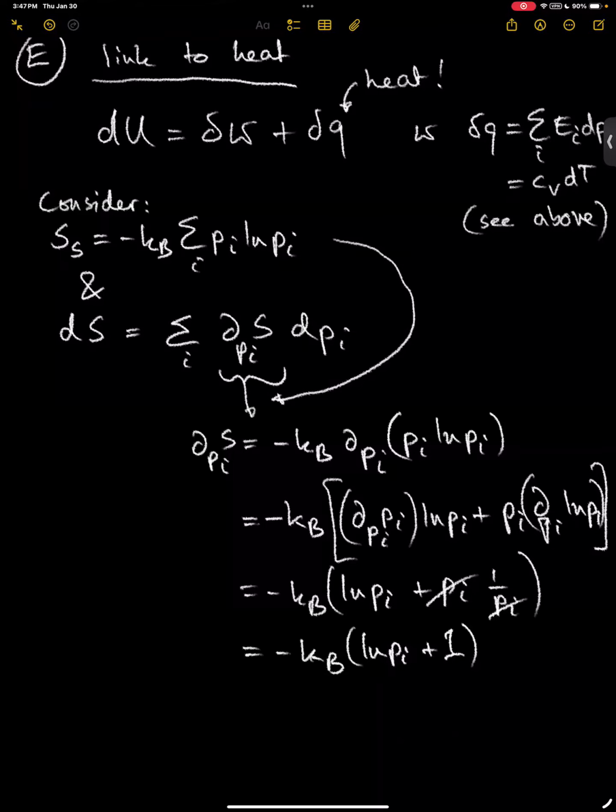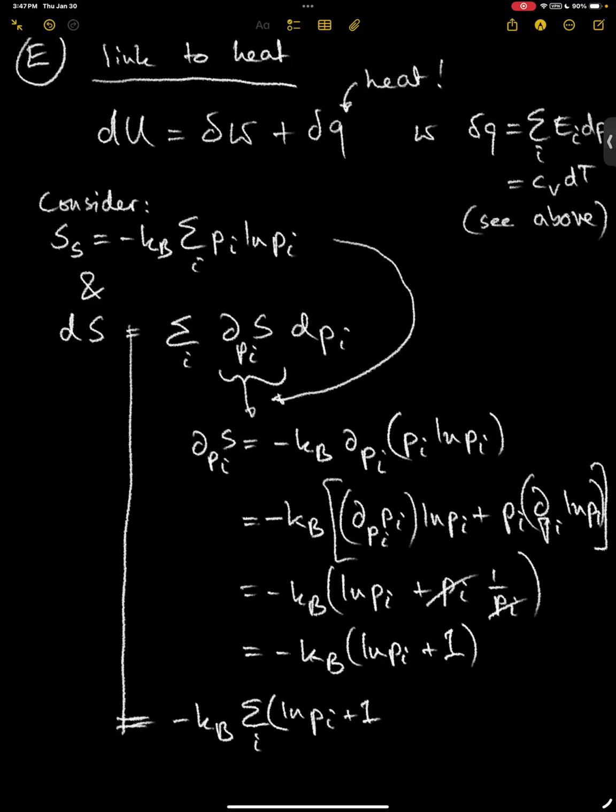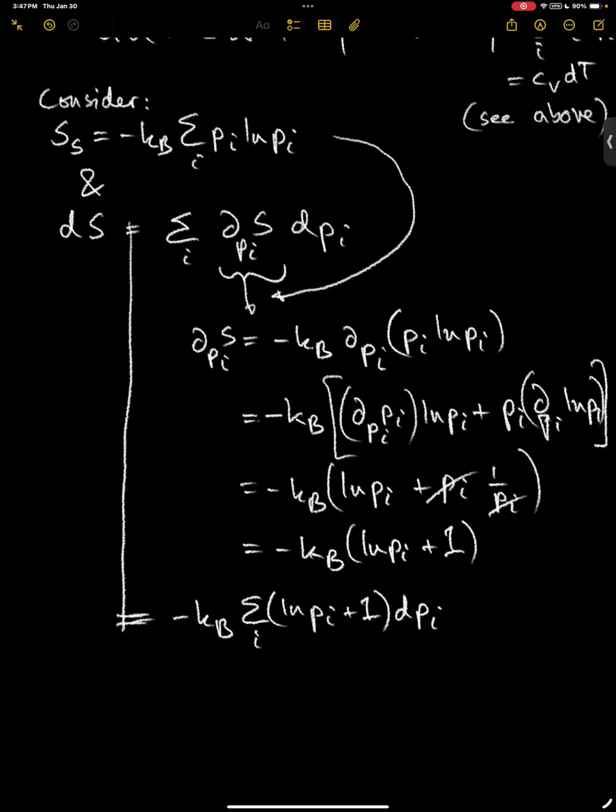So this I have to insert back in my total differential. And my minus kB is pulled in front of my sum. Okay. And now I can factor out, or factor in my dp.